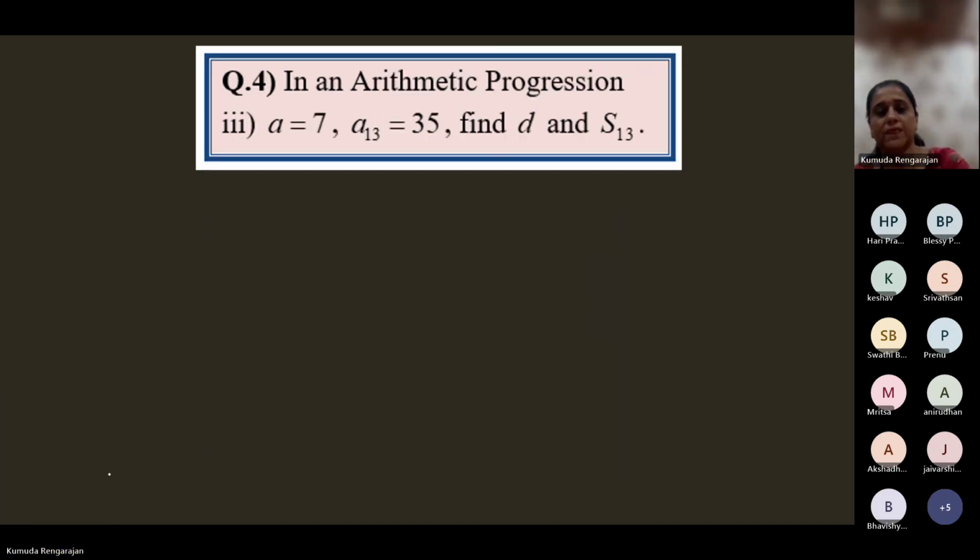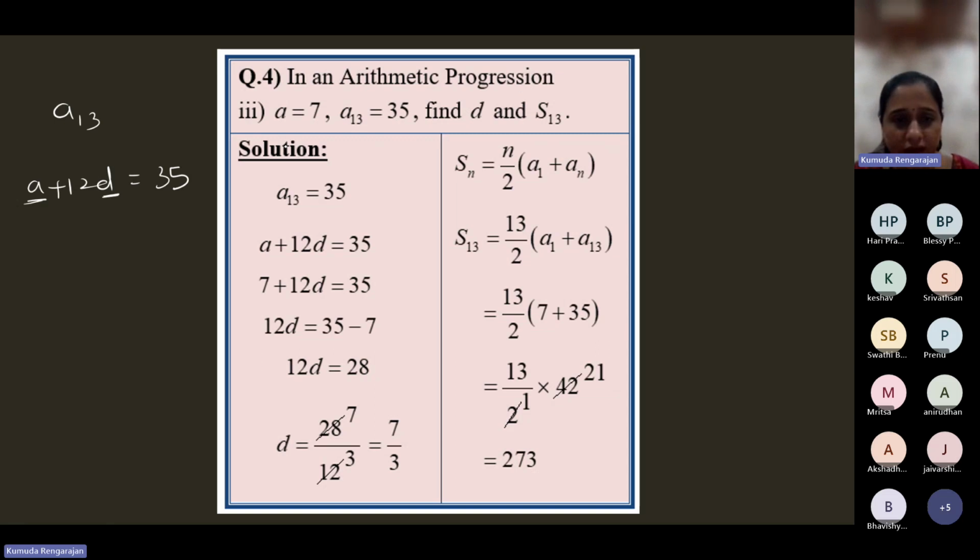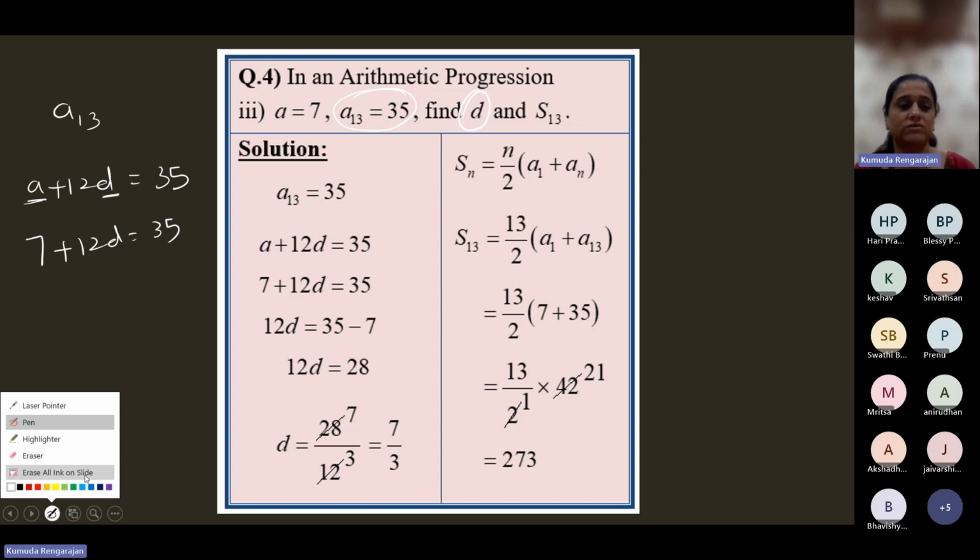Here it's the reverse. We are given the value of A. So A is 7. 7 plus 12D is equal to 35. So you can find the value of D. So we found D. Now find S13. Since we know A13, I've used this formula to find S13: N by 2 of the first term plus the last term. 13 by 2 of the first term plus the last term, that is A13. For S13, A13 is the last term. You can also use the other formula, N by 2 of 2A plus N minus 1 into D. You should get the same answer.